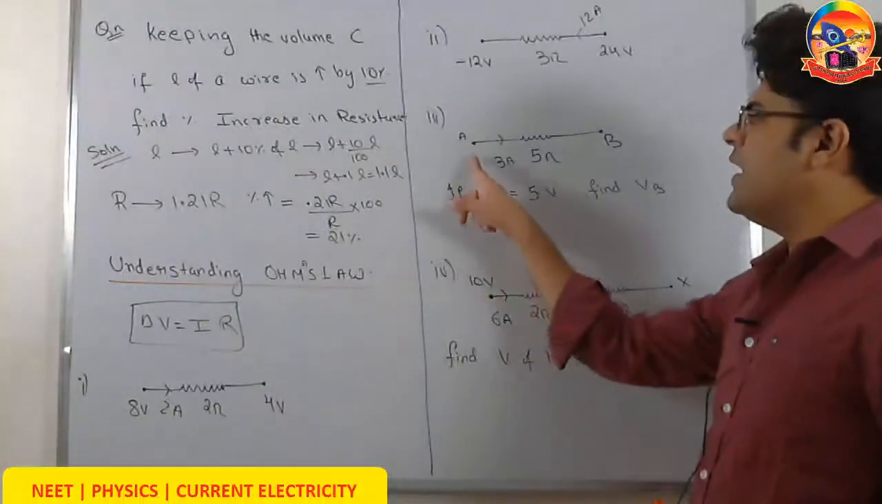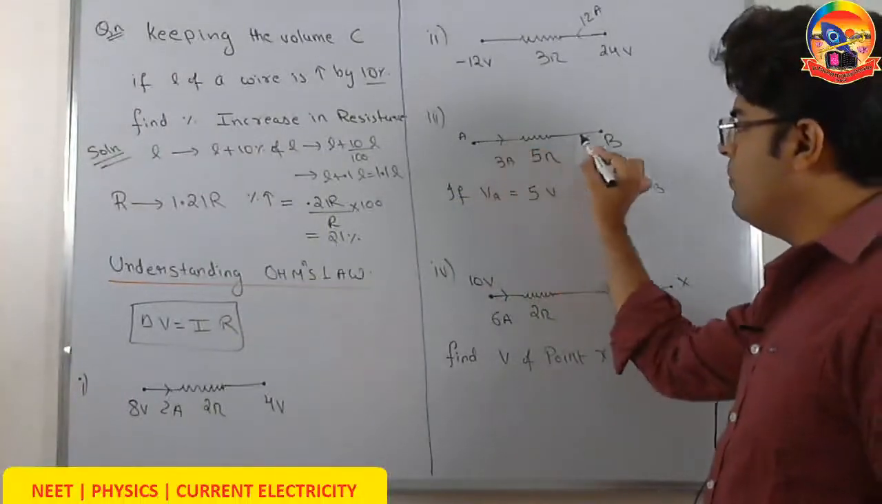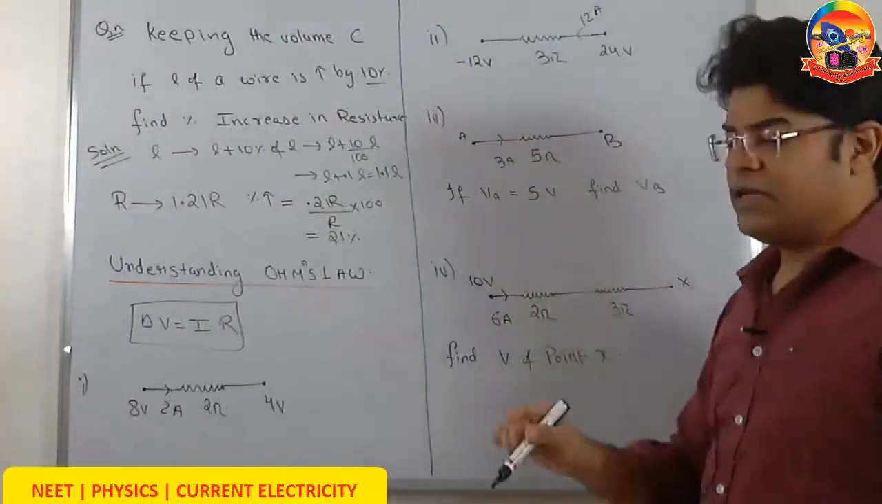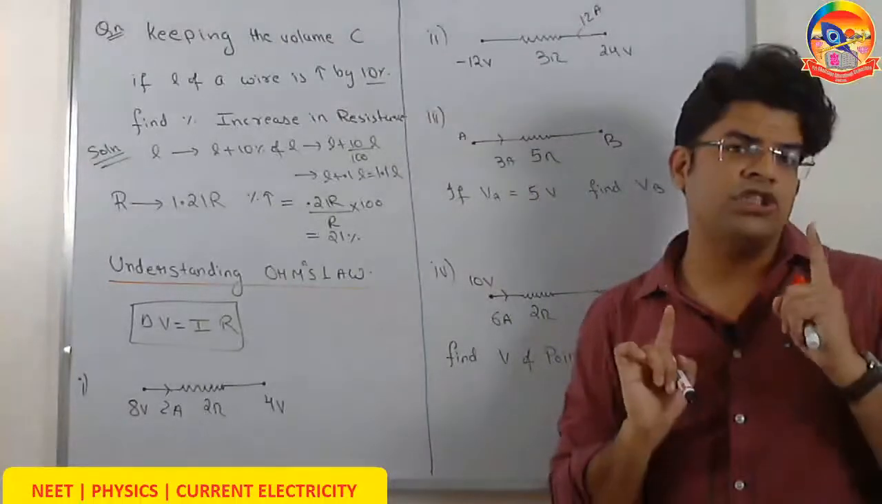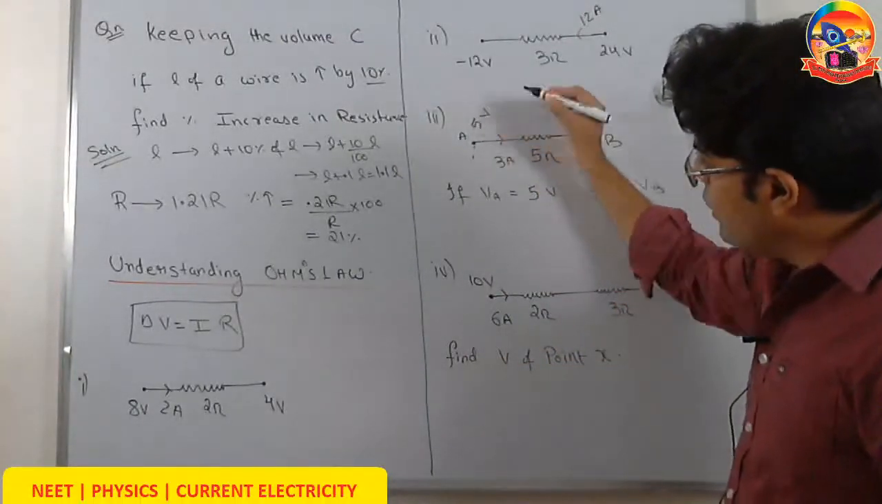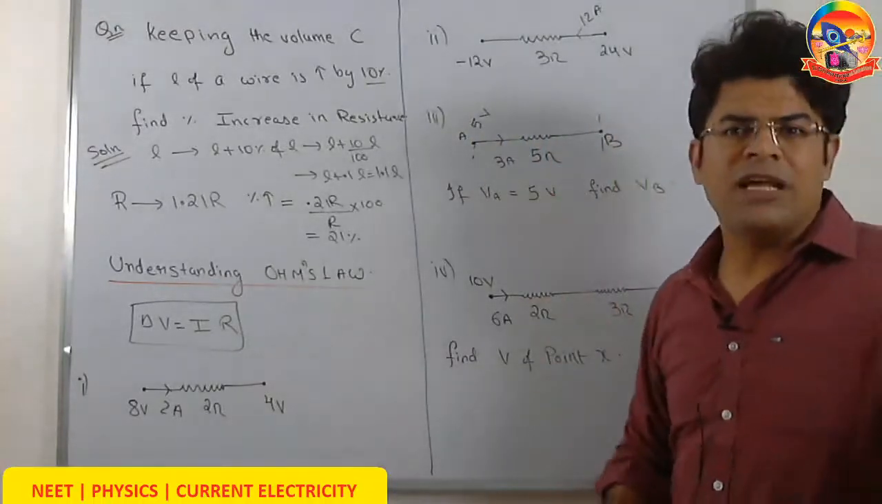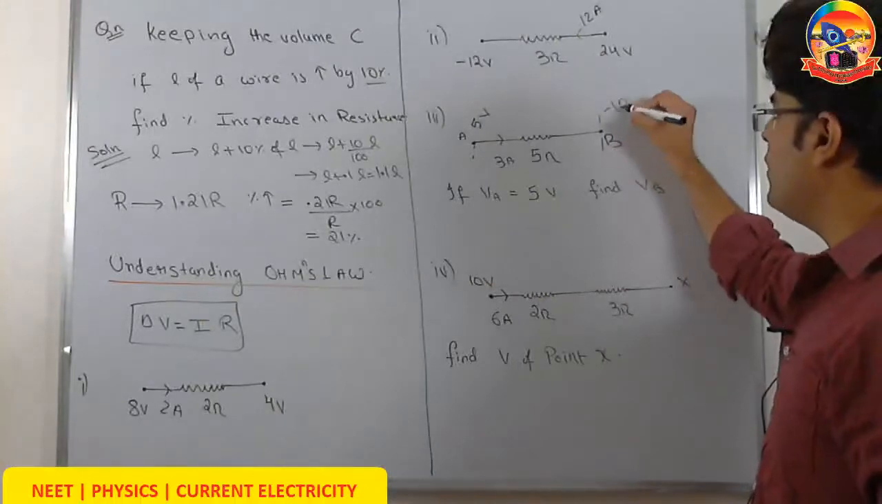Definitely I can say that A has to be at higher potential than B. Why? Because the current goes from left to right. If current goes from left to right, current in a resistor flows from higher potential to lower potential. So if here the potential is 5 volt, here potential has to be 15 smaller, and 15 smaller than 5 is 5 minus 15, that gives us minus 10 volt.